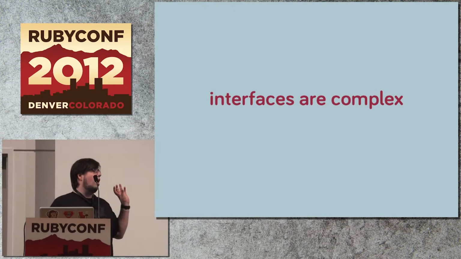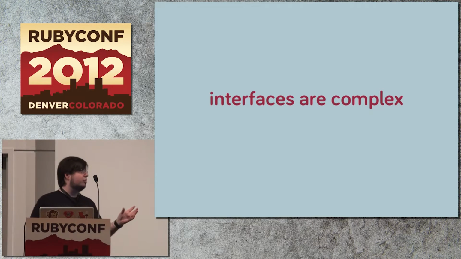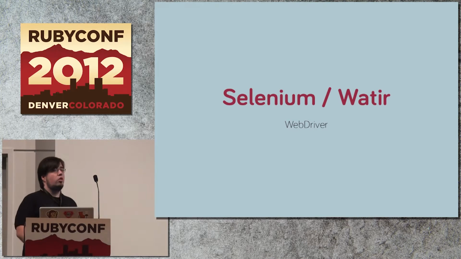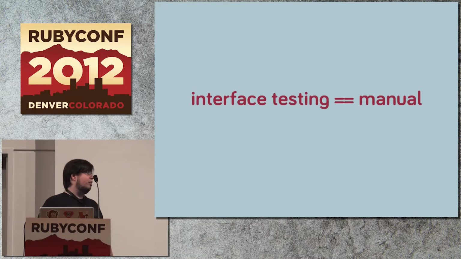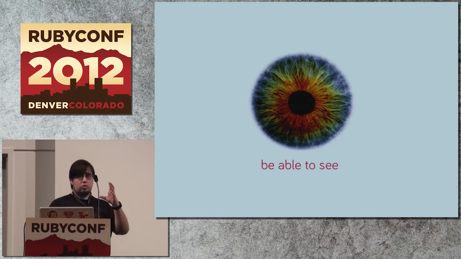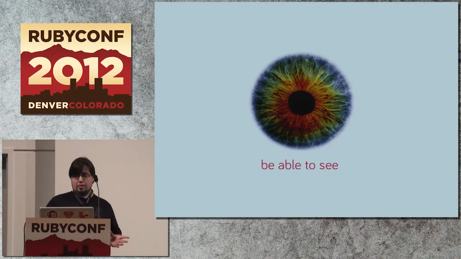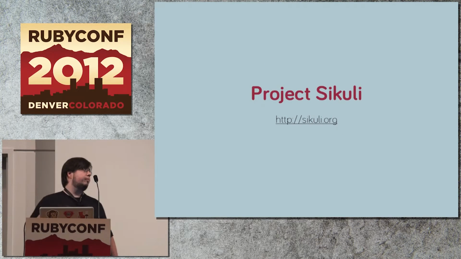So we have a couple of attempts to help us test interfaces, like Capybara. It helps you make shiny things with forms, or Selenium, where you can drive your computer to do the test for you. But interface testing is mostly manual because you need to be able to see the interface and interact with it to perform a good test. I tried my best to find good tools, a better solution to help me automate these tests. And I think the best one, after a long time trying to find it, was Sikuli.